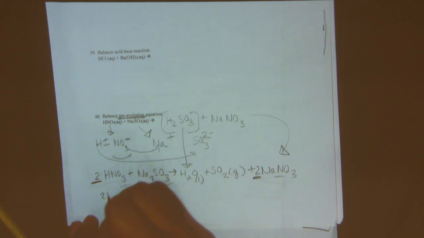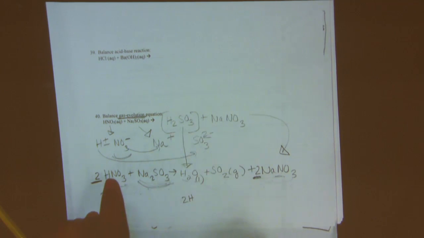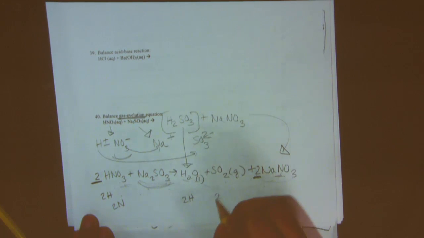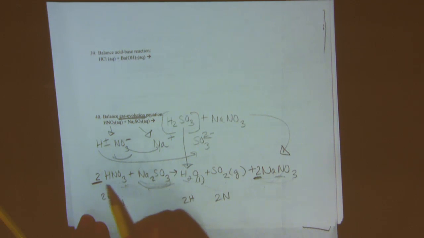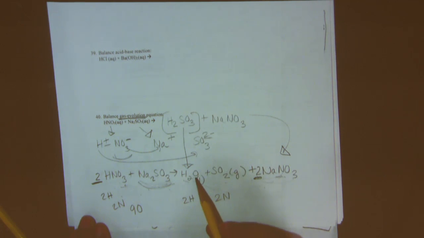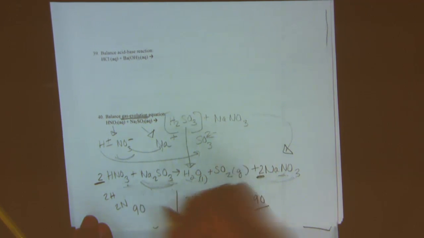2 hydrogens. How many hydrogens do we have on this side? We just have 2 hydrogens. Nitrogens, we only have 2 nitrogens. On this side, we have 2 nitrogens. We have 2 times 3 is 6. 6 plus 3 is 9 oxygens. On this one, we have 1 plus 2 is 3. 3 plus 2 times 3 is 6. 9 oxygens. So everything kind of looks the same.